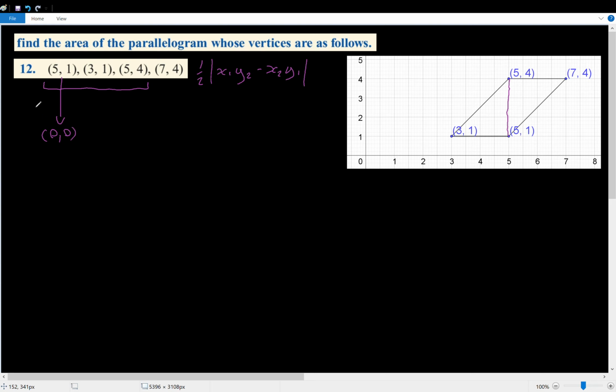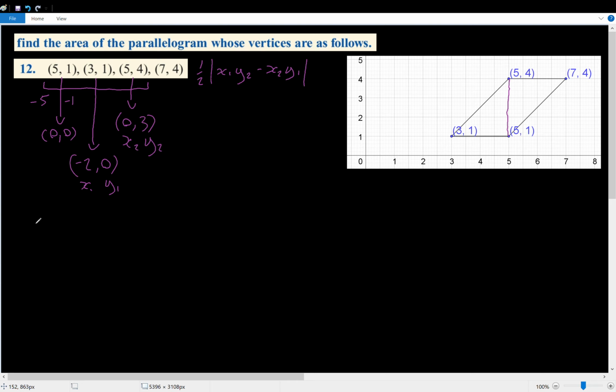And in order to do that, we went down by 5 on the x values and down by 1 on the y values. And then if we do the same for the other ones, 3 minus 5 is going to be minus 2, and 1 minus 1 is going to be 0. And then 5 minus 5 is going to be 0, and 4 minus 1 is going to be 3. So we end up with the points (0, 0), (-2, 0), and (0, 3). And we're going to have our x1 there, and our y1 there, and our x2 here, and our y2 here.